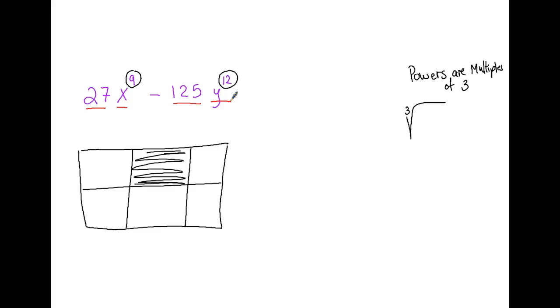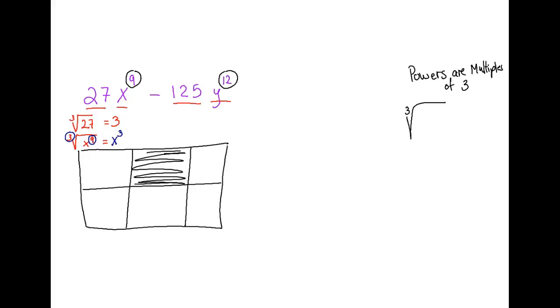So, first we need to find the cubic root of 27. Use the calculator if you're not sure how to do it. Cubic root of 27 is 3. Then you find the cubic root of x to the 9th. Reminder, cubic root means you divide the power of the x by 3. So 9 divided by 3 is 3.